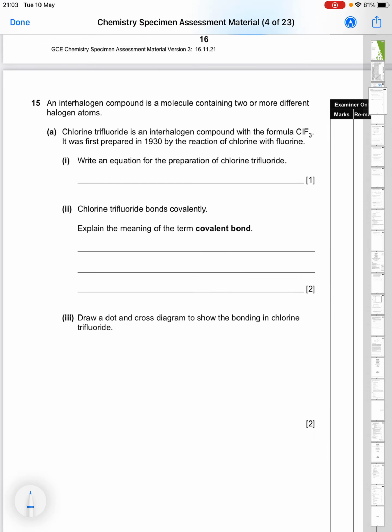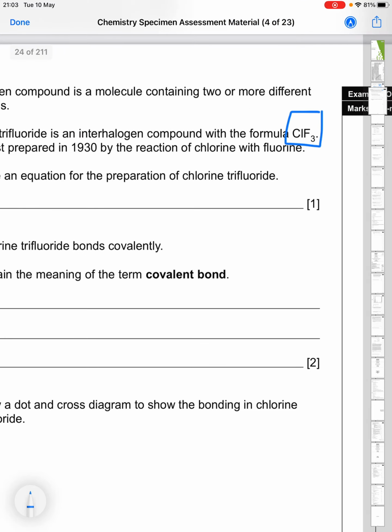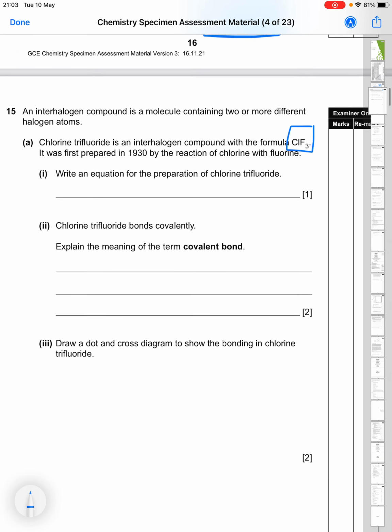Okay, number 15. An interhalogen compound is a molecule containing 2 or more different halogen atoms. I love to throw these new terms at you, so don't be put off if they do. So it's an interhalogen compound with the formula ClF3. It was first prepared in 1930 by the reaction of chlorine and fluorine. That's not really relevant at all.